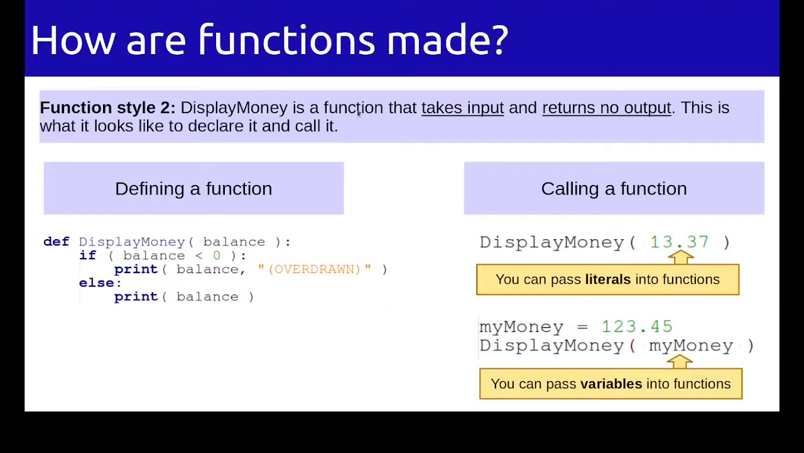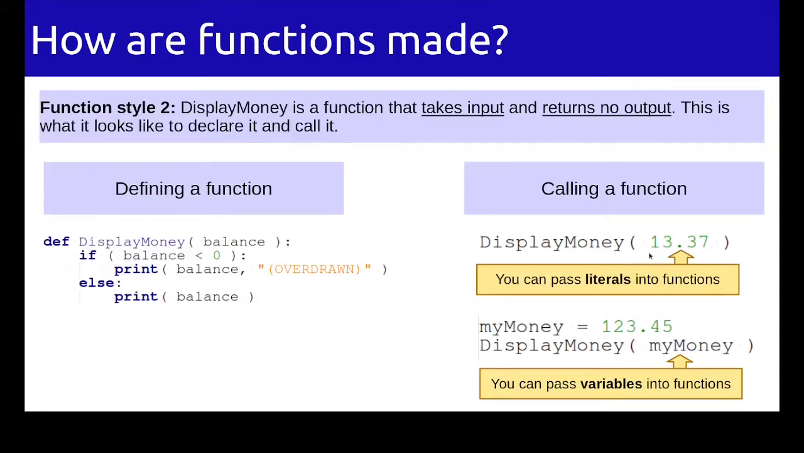Here's another function. This one takes input but returns no output. This is our display money one, where it takes in a balance and it will print balance with overdrawn or just balance by itself. And it has no return statement. It does not have any output. It just has input. So over here we have display money.